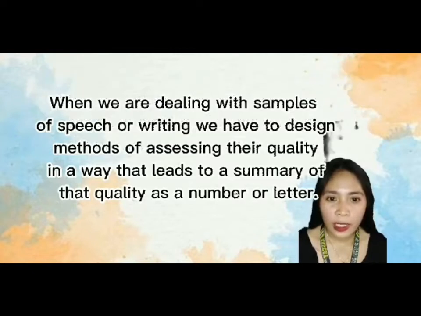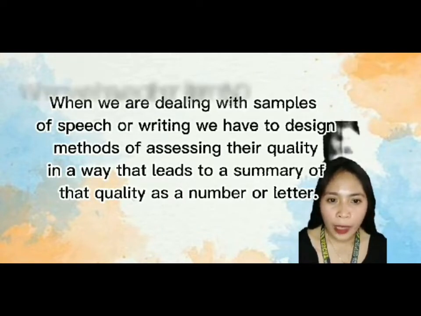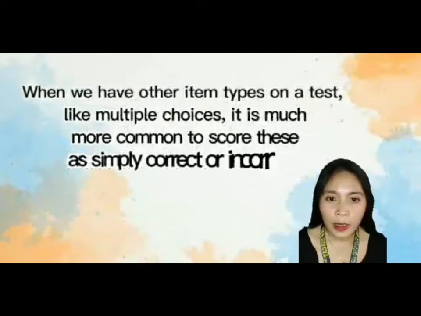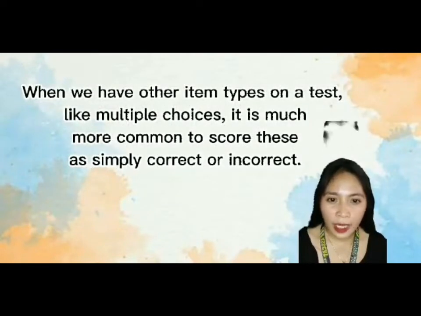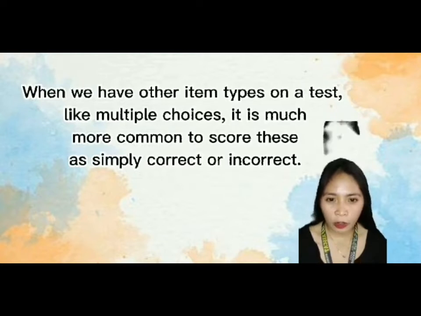When we are dealing with samples of speech or writing, we have to design methods of assessing their quality in a way that leads to a summary of that quality as a number or letter. When we have other item types on a test, like multiple choice, it is much more common to score them simply as correct or incorrect.